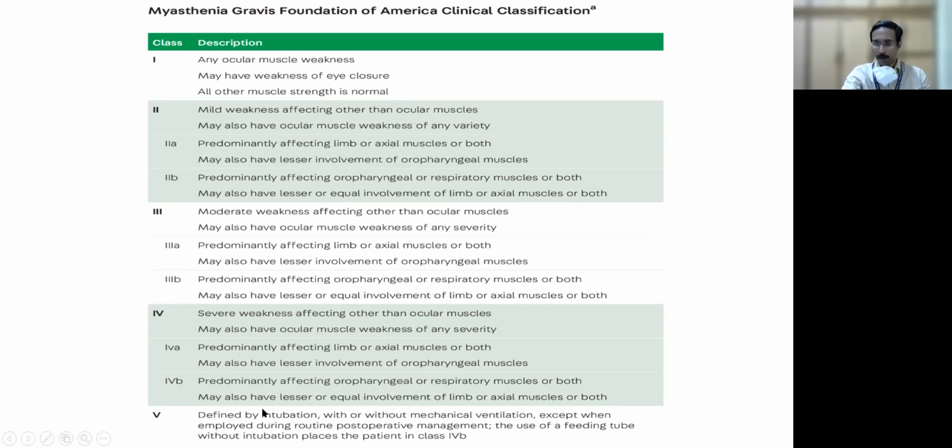5 is if you are intubated, in myasthenic crisis. So 2, 3, 4 is mild, moderate, severe limb weakness. A and B depends on whether the predominant phenotype is limb or bulbar. That's all. And now a brief overview on the management of the disease.